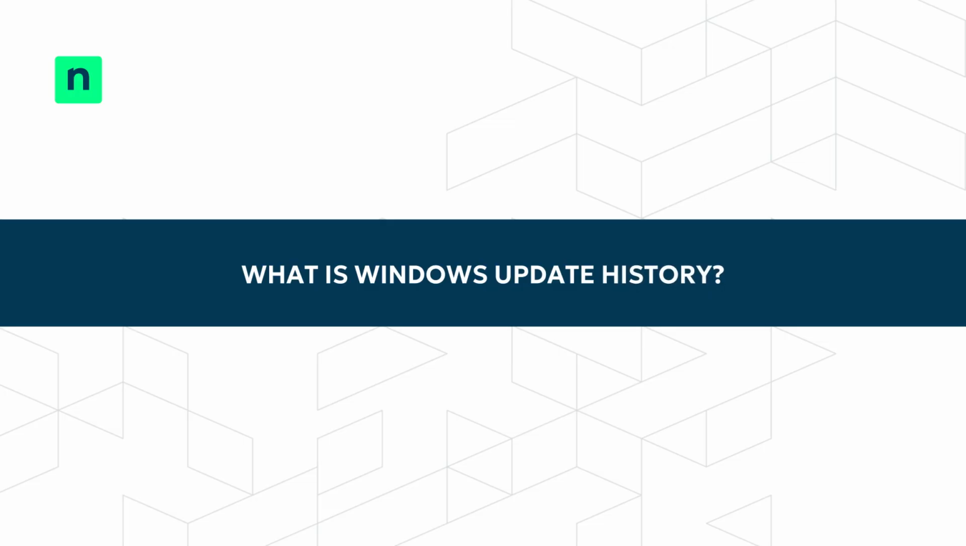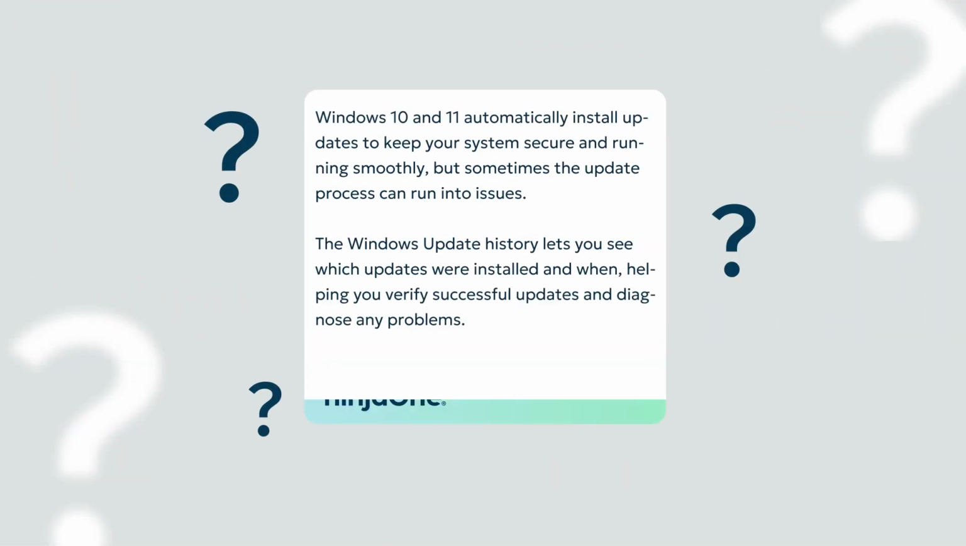What is Windows update history? Windows 10 and 11 automatically install updates to keep your system secure and running smoothly, but sometimes the update process can run into issues. The Windows update history lets you see which updates were installed and when, helping you verify successful updates and diagnose any problems.